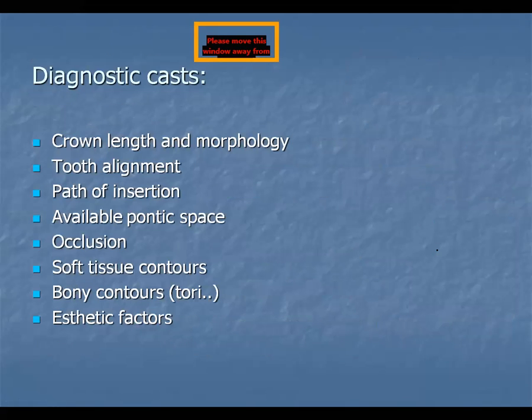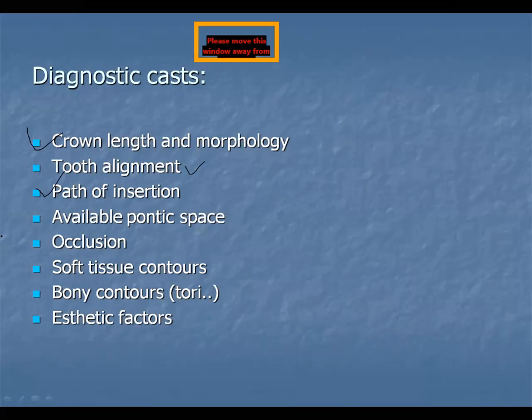So, what is the importance of the diagnostic cast in the fixed partial denture? We can properly evaluate the crown length and the morphology of the crown. We can check for the crown alignment. If it is necessary, we can proceed with the same thing. The path of insertion should be evaluated properly. The available pontic space can be measured on the diagnostic cast.